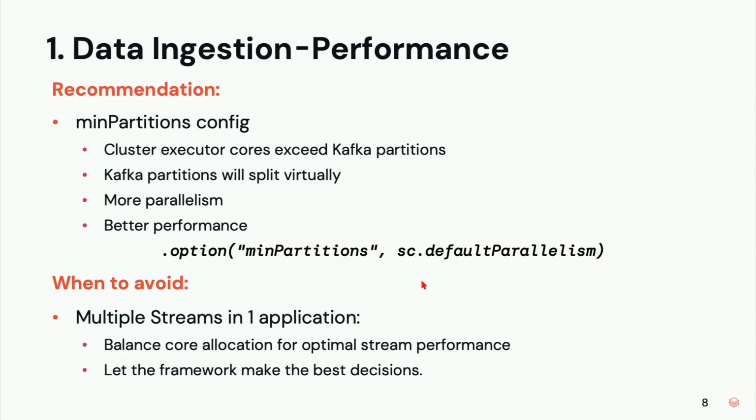If there are more tasks, more parallelism will be there, and it will improve the performance. The overall batch duration will be reduced. Okay, so now when to avoid this min partition? Let's say in one application there are multiple streams. In that case, if you are passing a bigger cores value to the min partition, the problem is that for a few streams there will be more cores, which will lead to uneven distribution of cores. So it's better to give the framework itself an opportunity to take a better value.